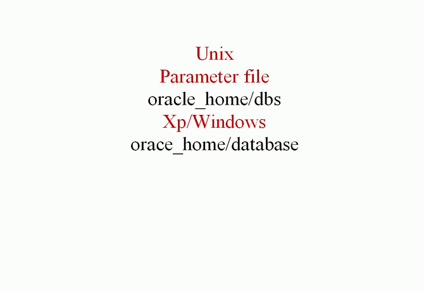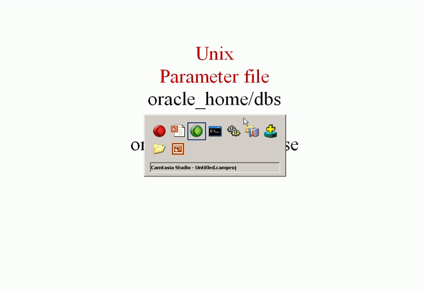Now let's understand the precedence. Suppose there's a parameter file in this destination, say Oracle Home database or dbs. Let's pick database for instance, because right now we are using a Windows machine. What would happen if there's a parameter file and also a server parameter file in this destination? The server parameter file will have precedence over the parameter file. So unless there's no server parameter file, the text-based parameter file will be used. Now let's see an example of it.